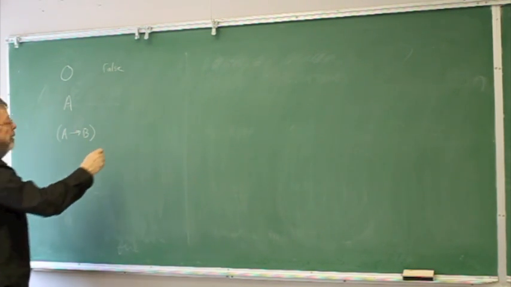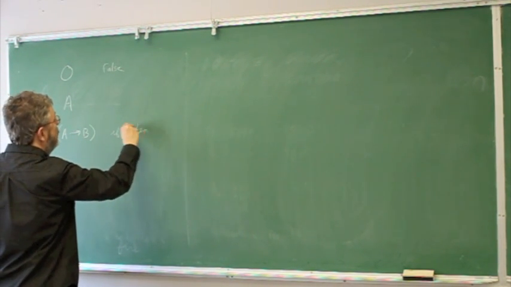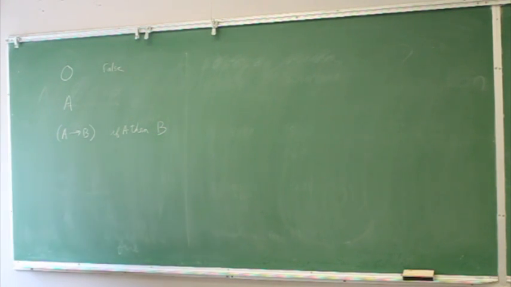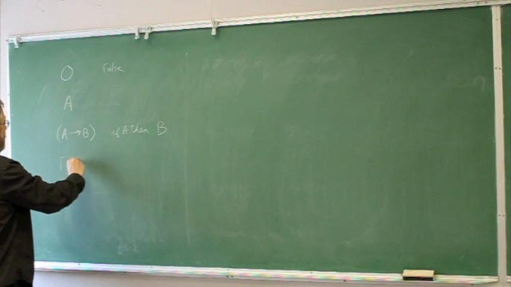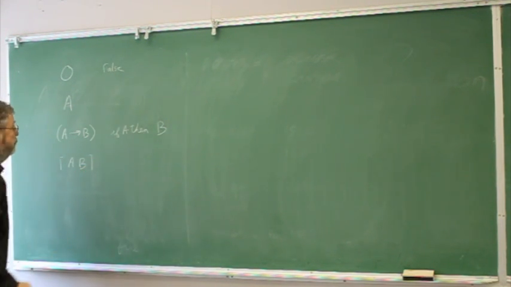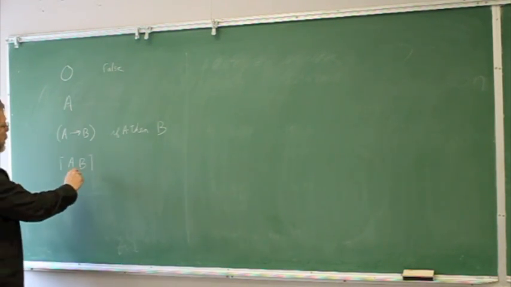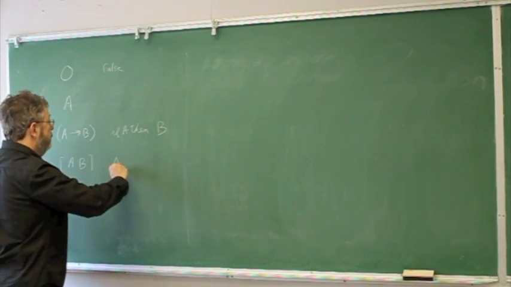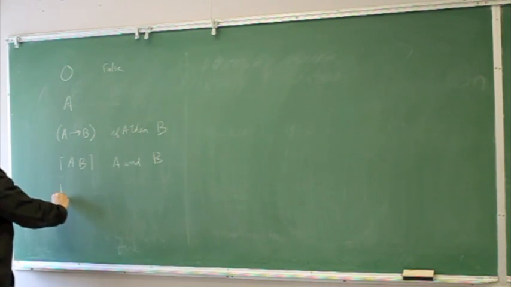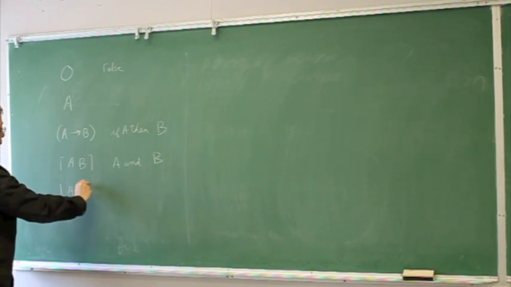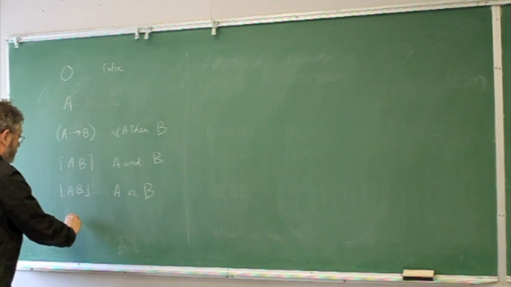A implies B just says, well, there's different ways of saying it, if A, then B. This one here, and I don't blame you if you initially can't remember which is which. This is the conjunction one, and this is A and B. This one here is the disjunction one. This says A or B. And this one says not A.